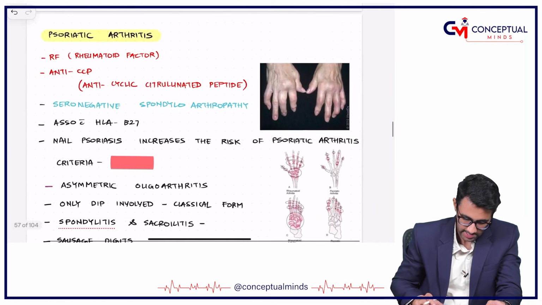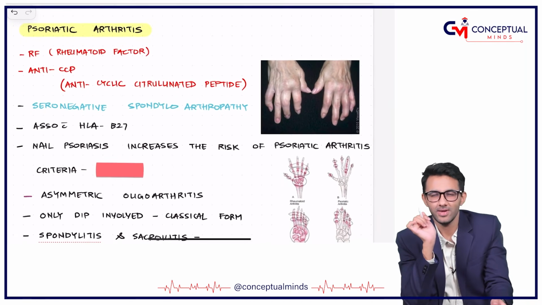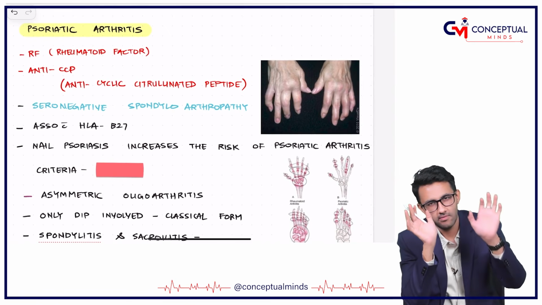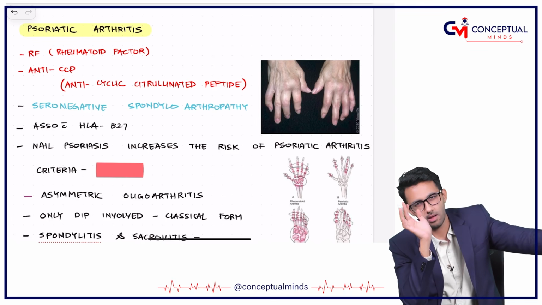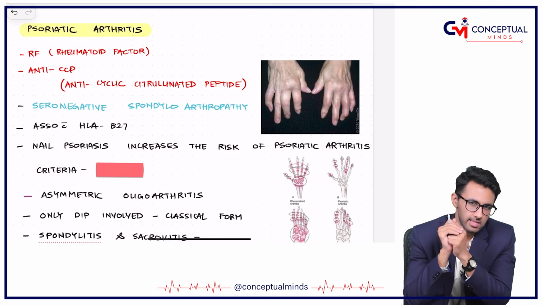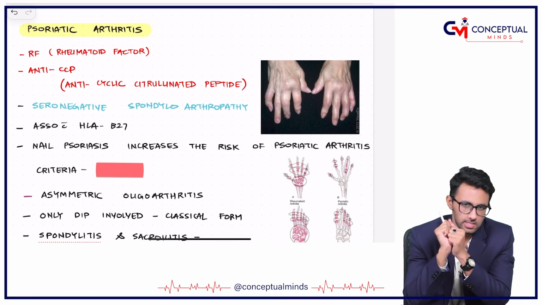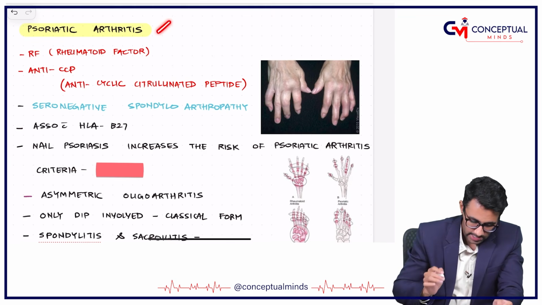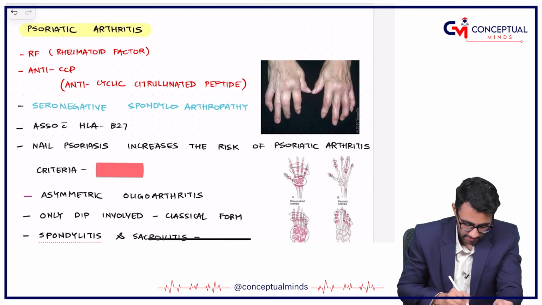The next one is psoriatic arthritis. Okay, psoriatic arthritis. So I hope you have that whole chart made in your mind. We have covered the pustular part, the plaque part, and the erythrodermic part. Now we are going to psoriatic arthritis, followed by nail psoriasis.